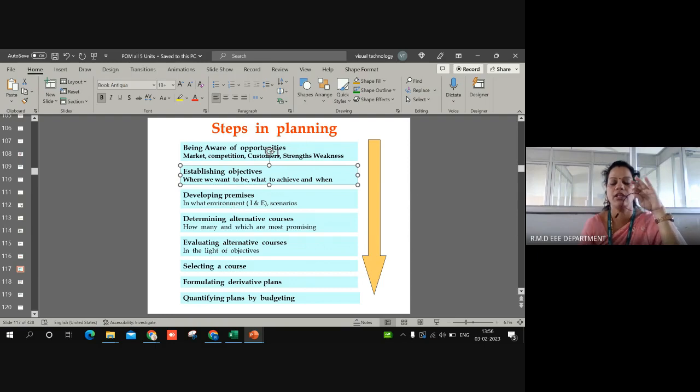So the first step is to identify what opportunities and threats are available, and based on that, we need to establish the objectives. After establishing the objectives, we have to plan the premises, considering both the internal and external environmental factors. After identifying, we need to evaluate how the alternatives are achieved. The alternatives considered for the analysis according to the criteria may be taken for further evaluation.